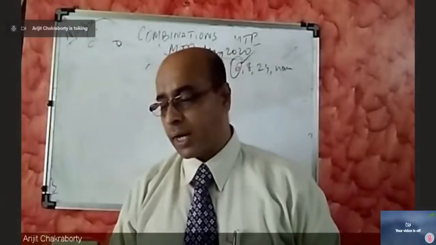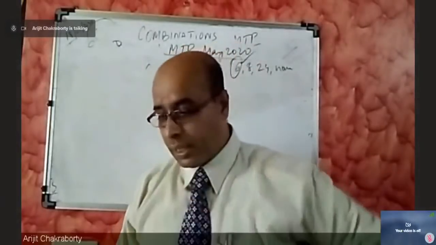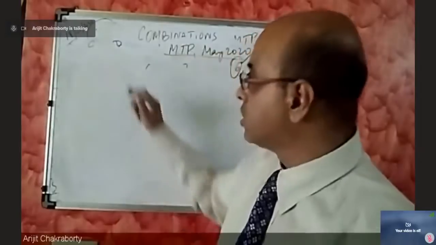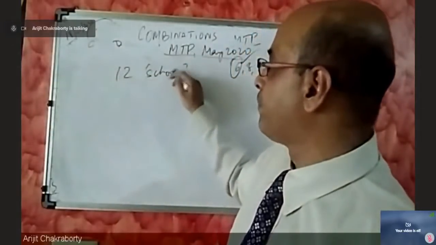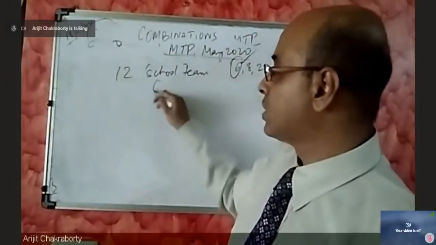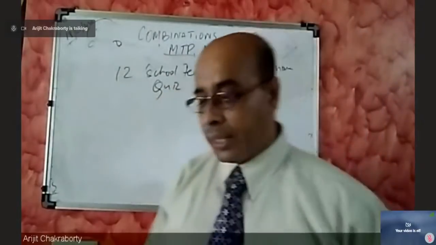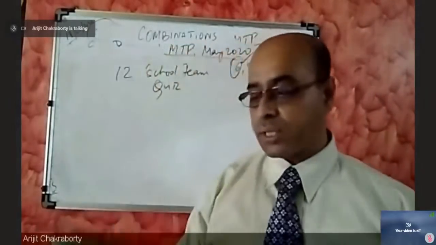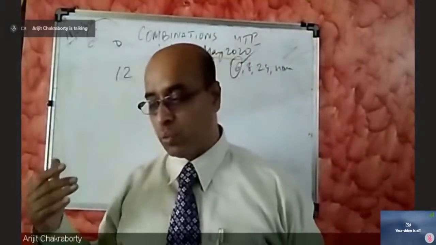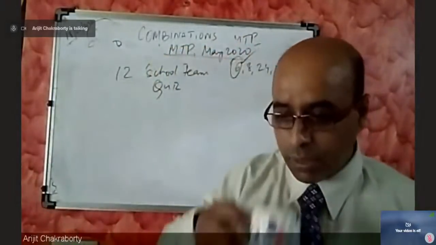12 school teams are participating in a quiz contest. Okay, so 12 school teams are there in a quiz contest, and the number of ways in which the first, second and third positions can be won. Okay. How many ways?